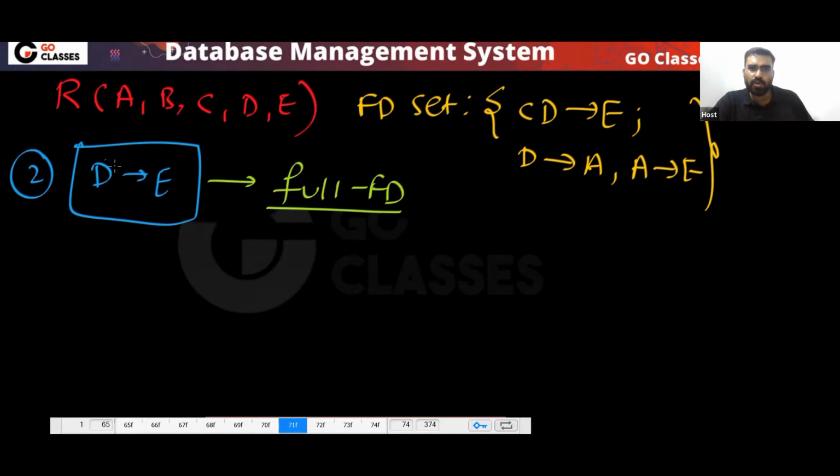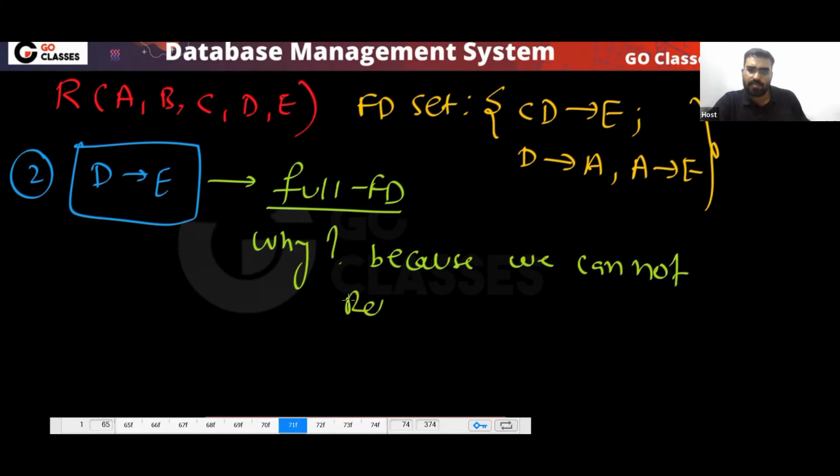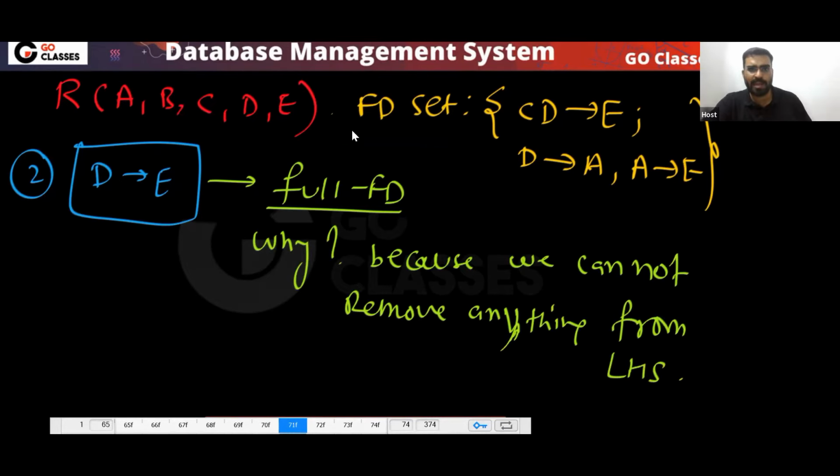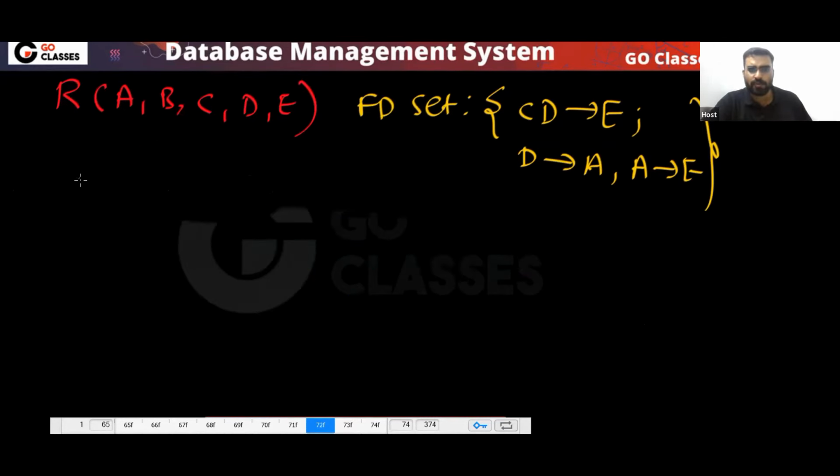Why? Because you cannot remove anything from the LHS. Is this clear? Because it is a single attribute, you cannot remove anything from the LHS.